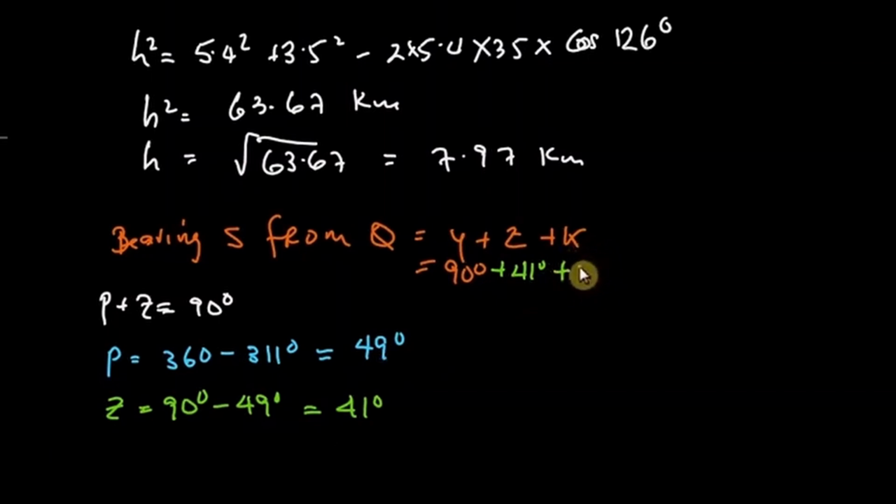So finally, we have 20.8 degrees, and we add all of these together to get the bearing S from Q is equal to 151.8 degrees. So that's the bearing S from Q.